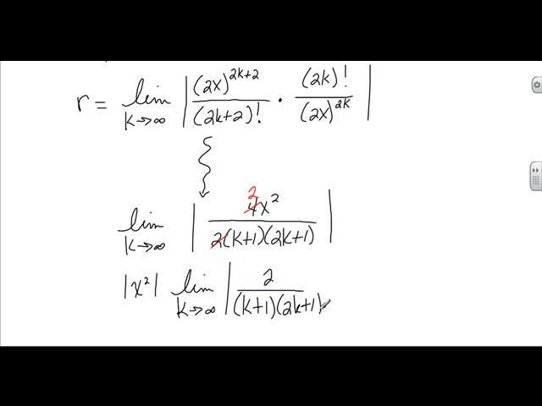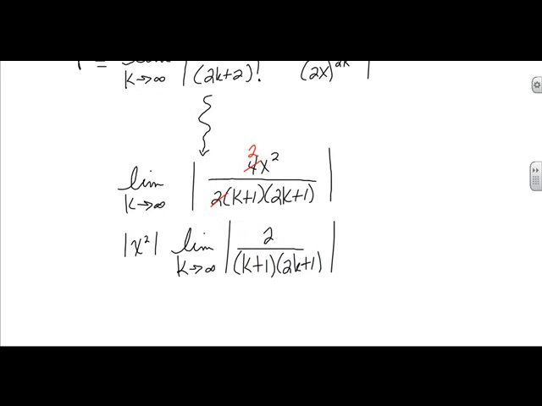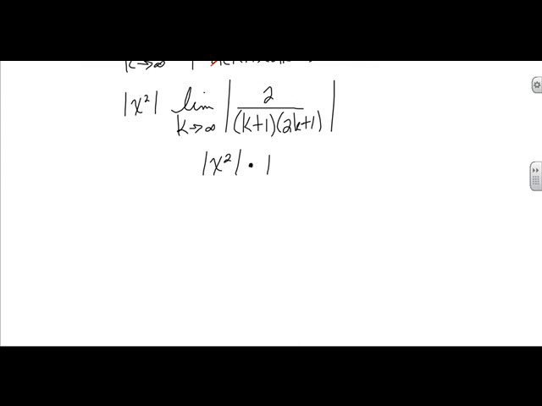And that limit is going to 0, so we have the absolute value of x squared multiplied by 0, which is going to be less than 1 for all x. So the interval of convergence is all real numbers.